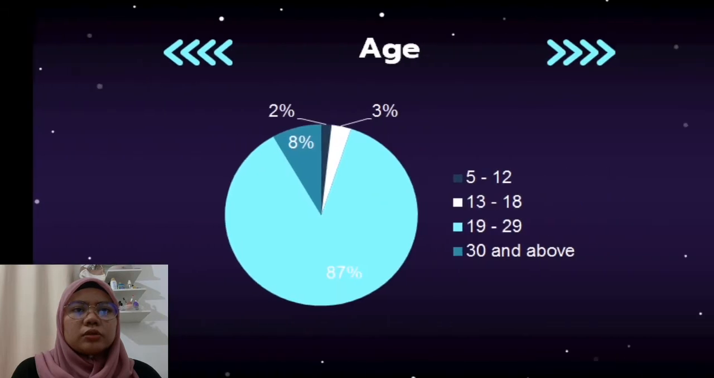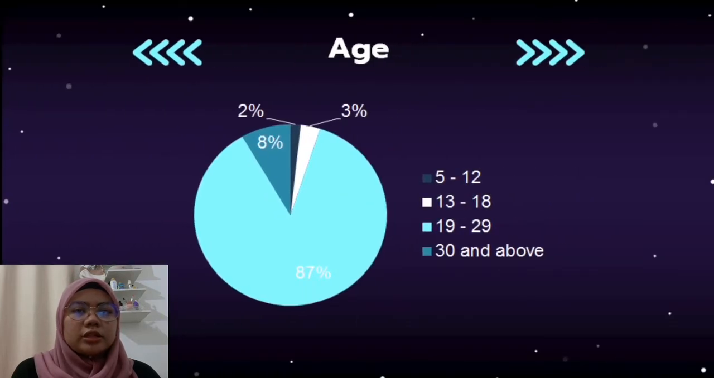The next graph shows the result of a survey about the ages. The majority of our respondents are between 19 and 29, and from this age pie chart we can also predict what type of occupation they have. From the questionnaire, almost all of our respondents are students and a very small portion are employees.